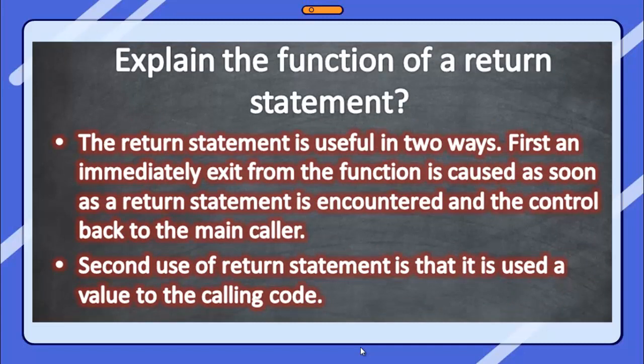Explain the function of a return statement. The return statement is useful in two ways. First, an immediate exit from the function is caused as soon as the return statement is encountered and the control goes back to the caller. Second, it is used to return a value to the calling code. The return statement is otherwise called the function terminator.